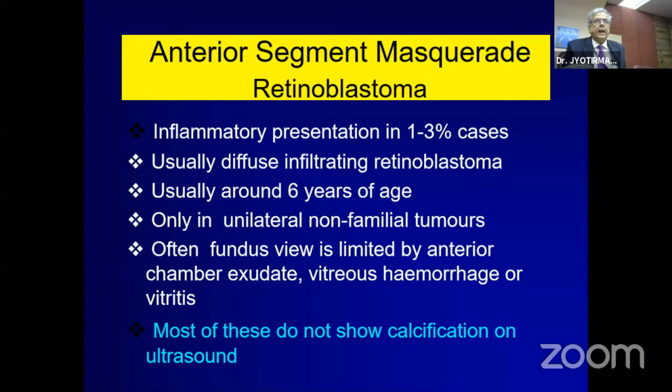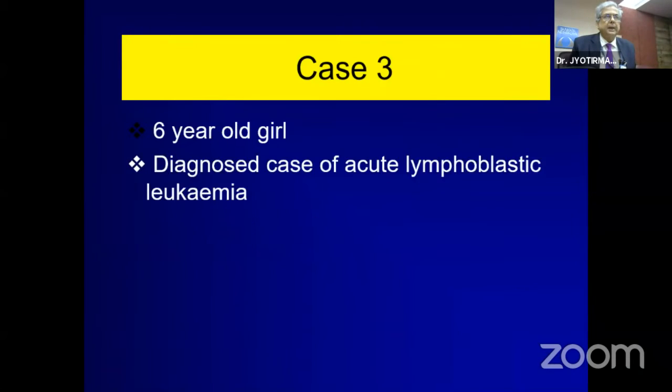This diffuse dusting of the corneal endothelium by retinoblastoma cells is very unique, and we reported it in this case report. So anterior segment masquerade retinoblastoma, a few words: usually diffuse infiltrating type of retinoblastoma, around 6 years of age, non-familial, unilateral, often fundus view is limited by anterior chamber exudate, vitreous hemorrhage, or vitritis. Most of these cases, interestingly, do not show calcification on ultrasound, which produces a diagnostic dilemma.